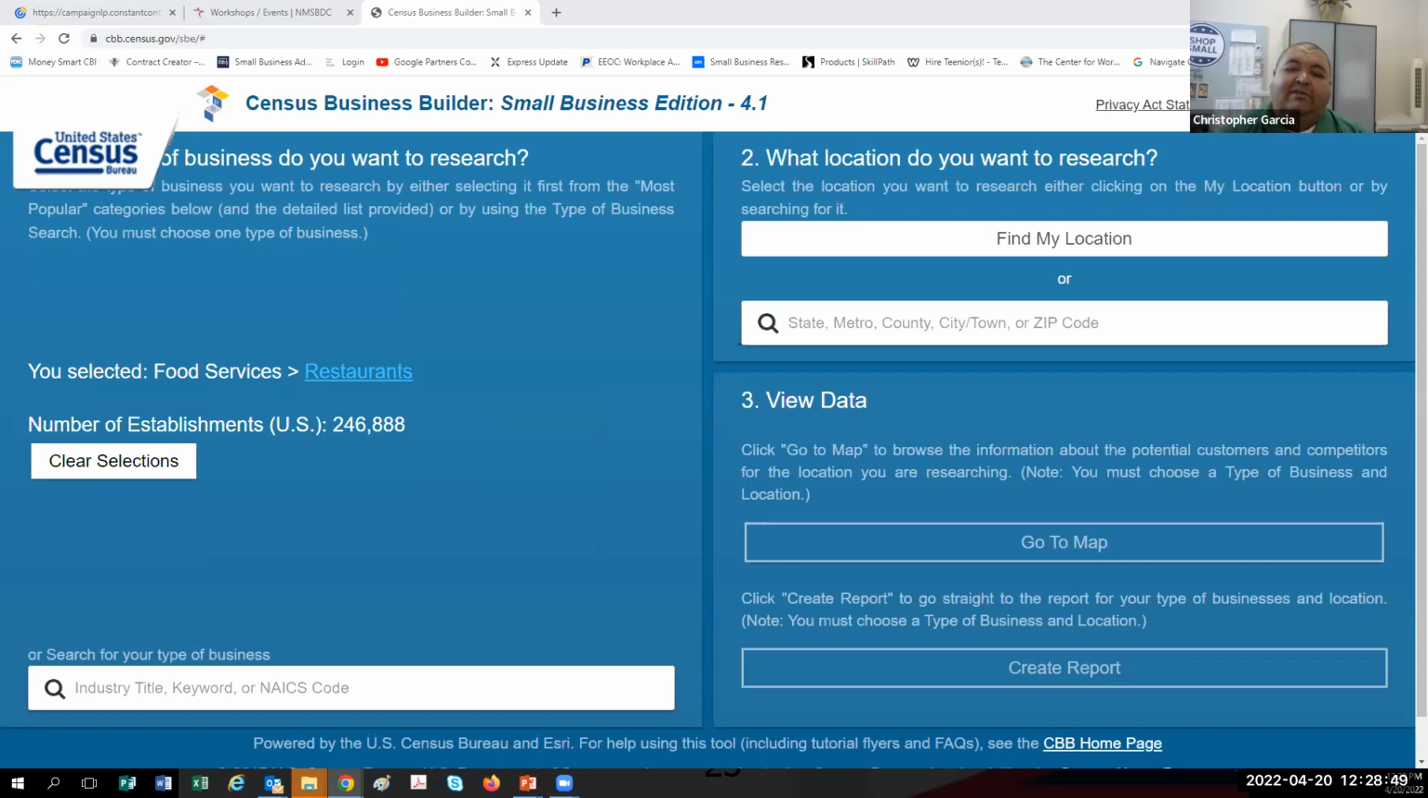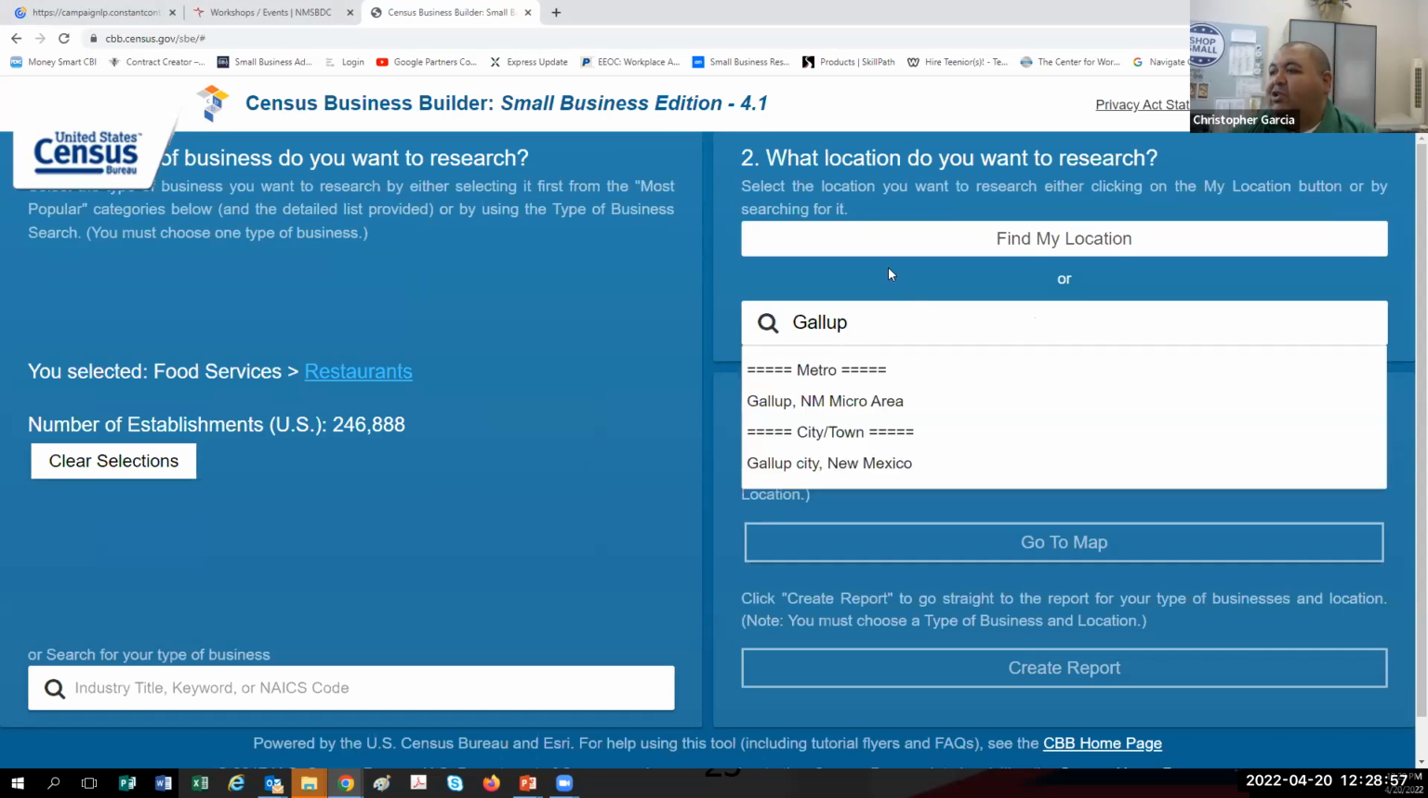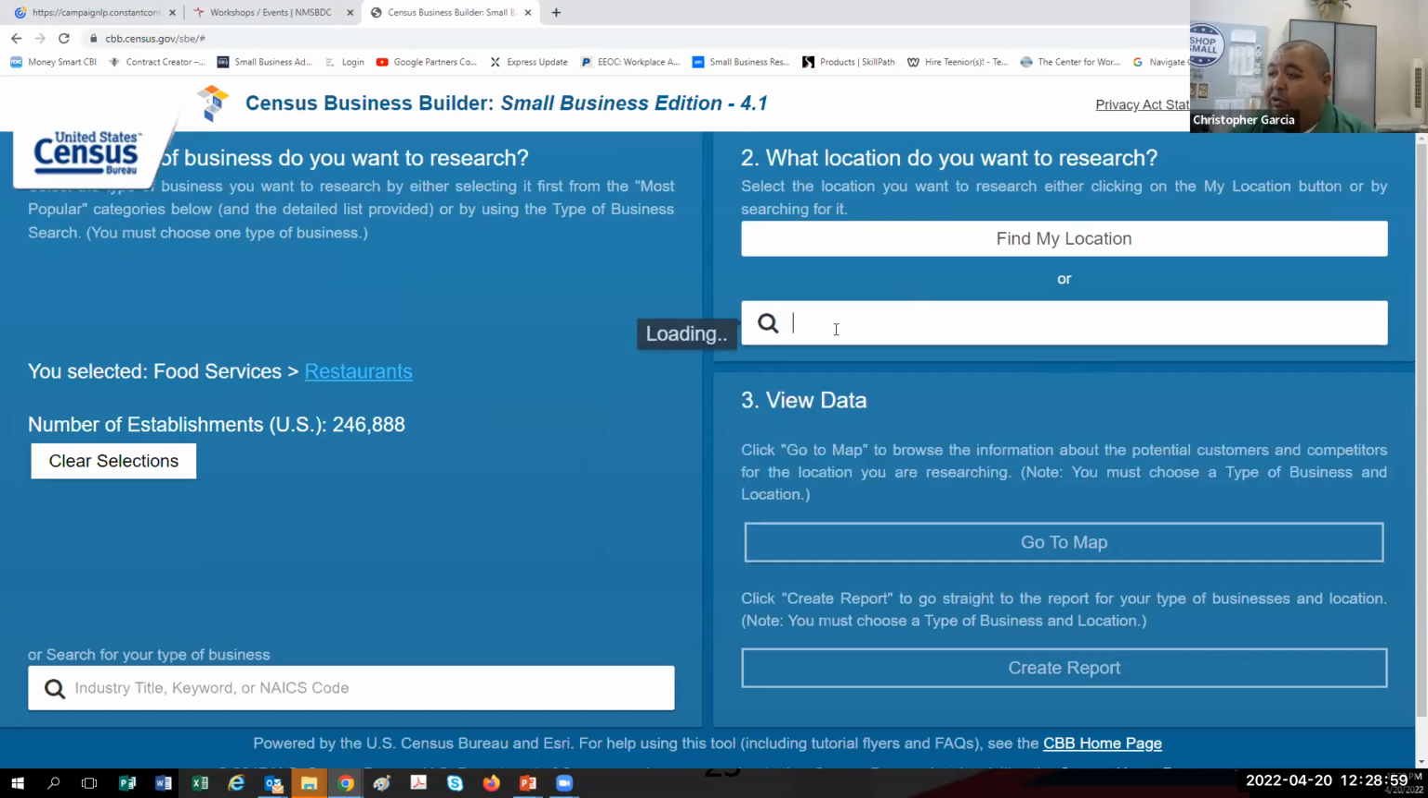Gallup. Tommy Wan with Gallup. We'll use Gallup. But let me tell you, before I go to Gallup, you could search based on state, metro area, county, city or town, or zip code. But we're going to use Gallup in this example.